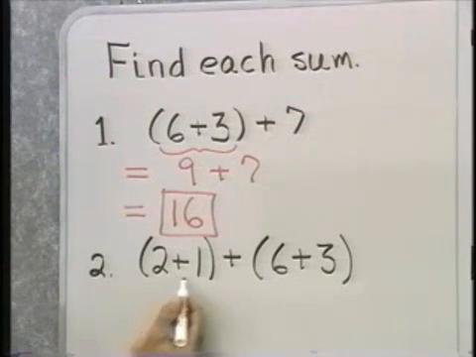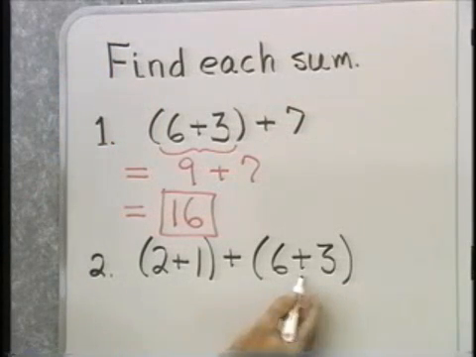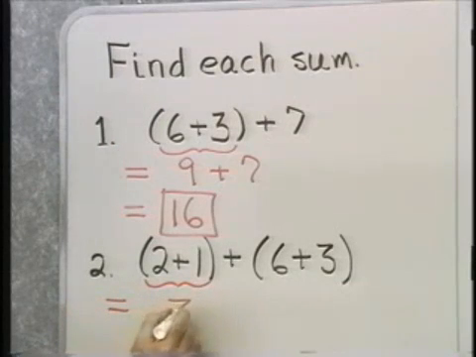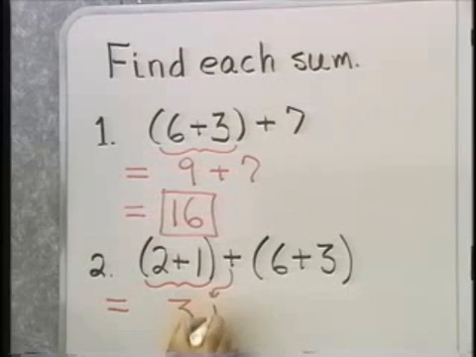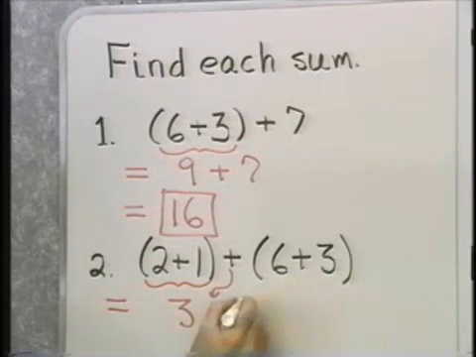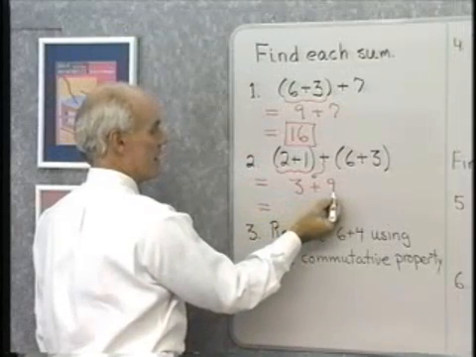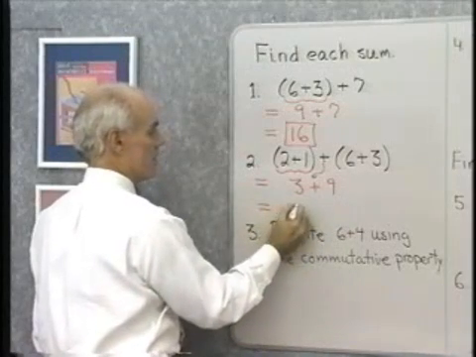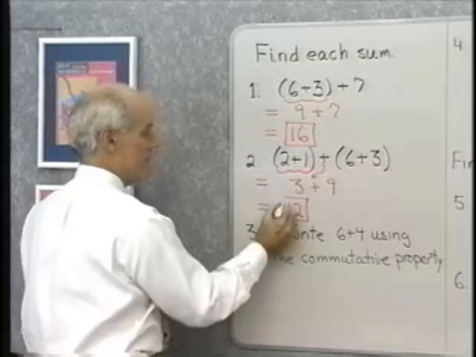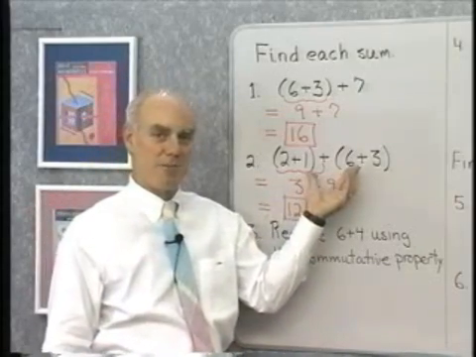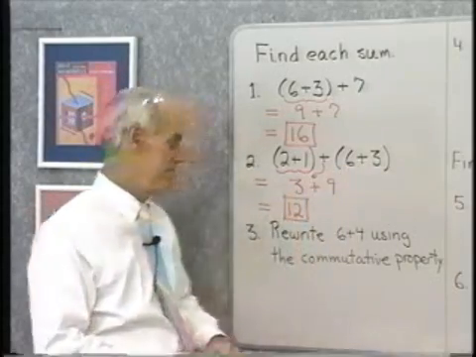Here's our next example. The quantity 2 plus 1, plus the quantity 6 plus 3. I'll begin by adding these two numbers together to get 3. Here's my plus sign, and then 6 plus 3 is 9. My next line then is what I get when I add 3 and 9, and 3 and 9 is going to be 12. So 12 is the result of simplifying this expression right here. Let's look at our next example.